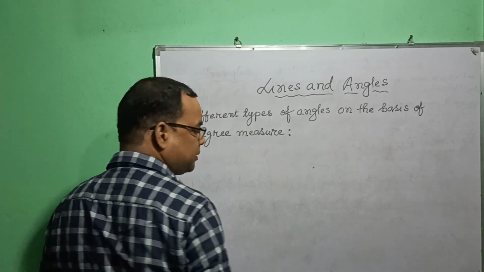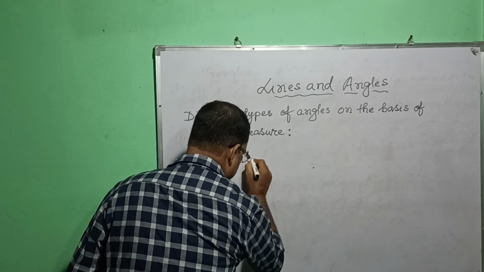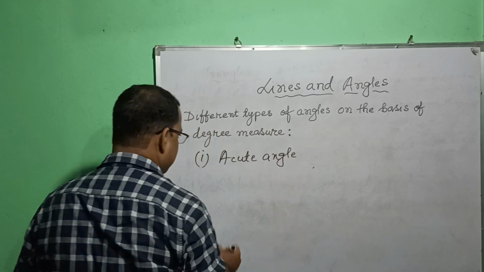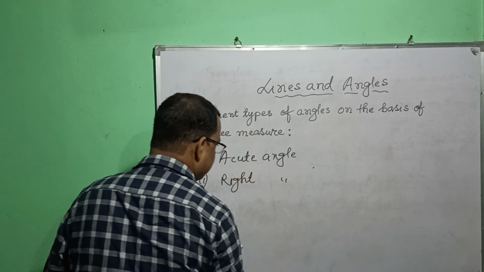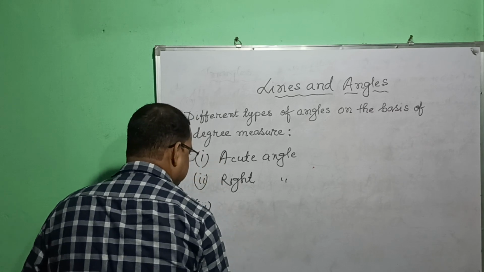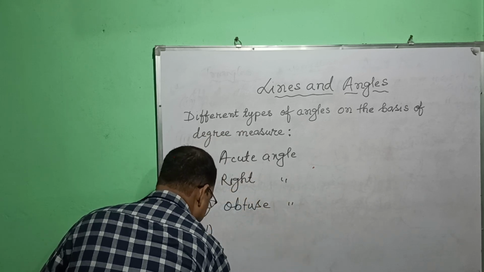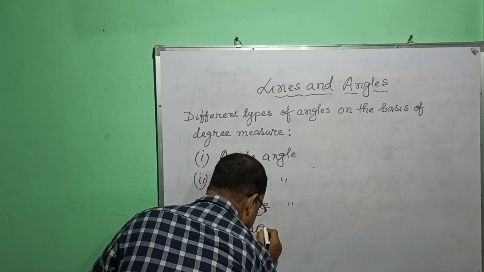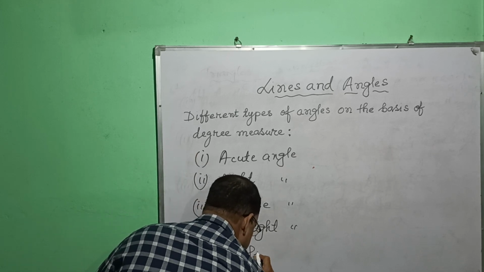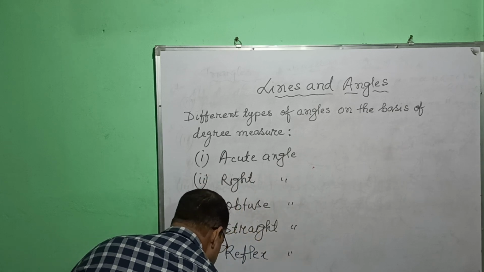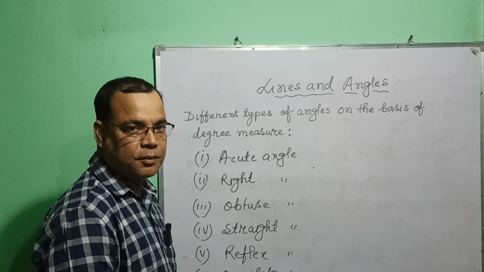So according to the degree measure, we are getting, first of all, acute angle, and then number 2 we'll get right angle, then number 3 obtuse angle, number 4 straight angle, and number 5 reflex angle, and number 6 complete angle. So these are the 6 different types according to the degree measure.